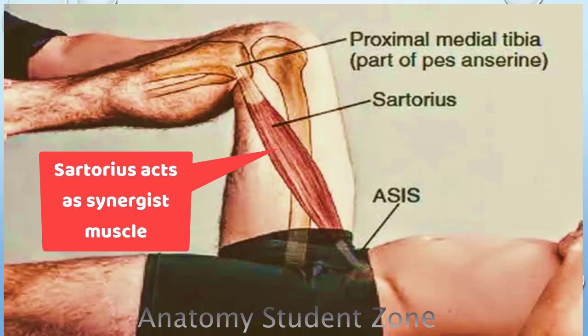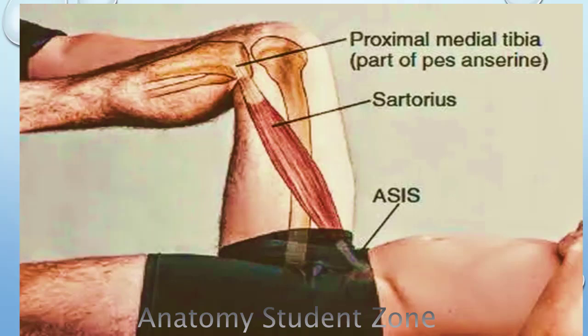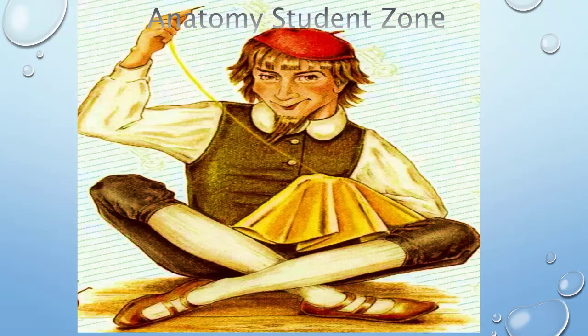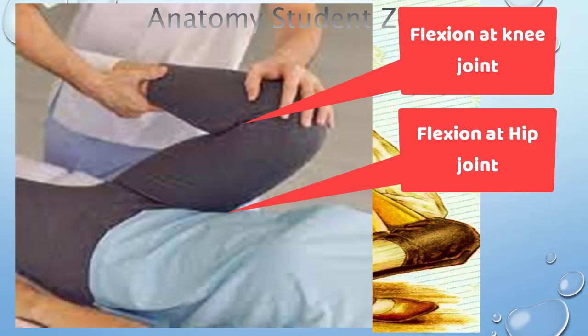So from where the name of this muscle is coming from? Its name comes from Latin word sartor. It means tailor. Why we are going to name it as a tailor muscle, or it is also known as tailor muscle? Because it's having this name tailor muscle likely in reference to the cross leg position in which tailors used to sit. So this muscle flexes both the hip joint and knee joint.